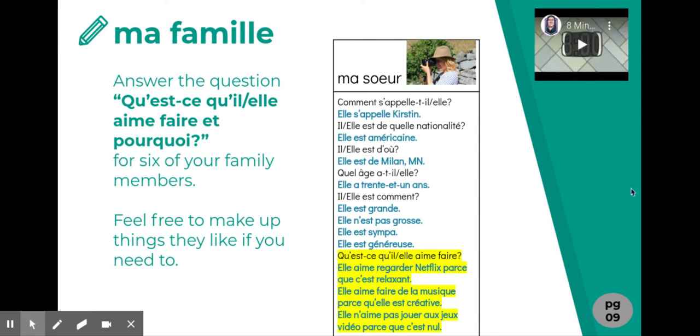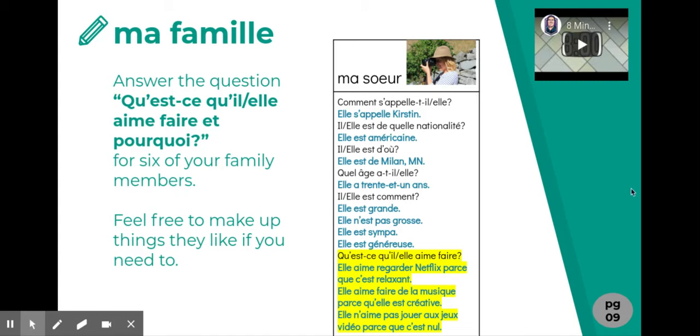So let's go ahead and practice. Let's try and get some fours. Tournez à la page 9 dans vos paquets. Tournez à la page 9.